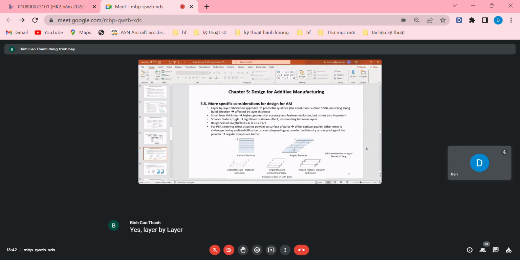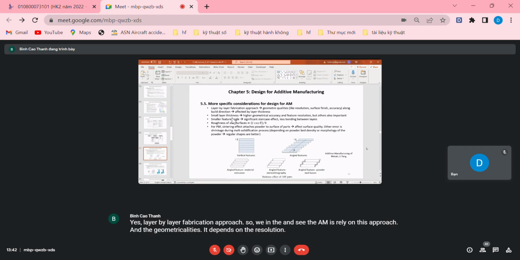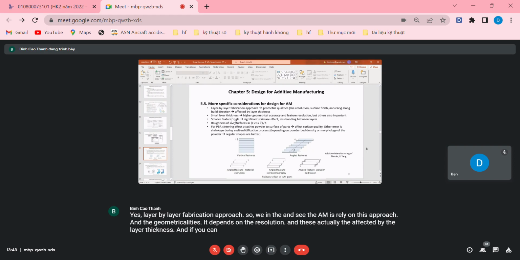Yes, layer by layer fabrication approach. In AM, it relies on this approach, and the geometry quality depends on the resolution. And this is actually affected by the layer thickness.